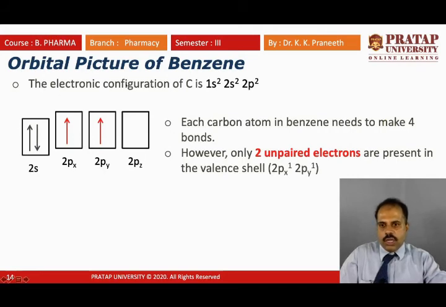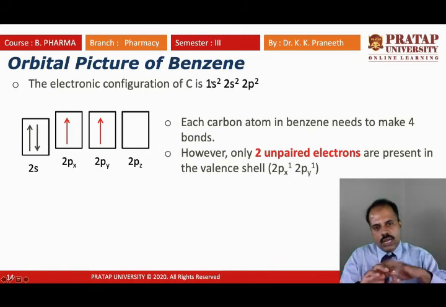If we see the electronic configuration of carbon, which is 1s2, 2s2 and 2p2, we take only the valence shell, this last shell, which is 2. 1 is the previous shell and this 2 is the last shell. We take only the valence shell, which contains 4 electrons, 2 in the s and 2 in the p. This I have shown here, 2 electrons in the s orbital and 2 electrons in the p orbital.